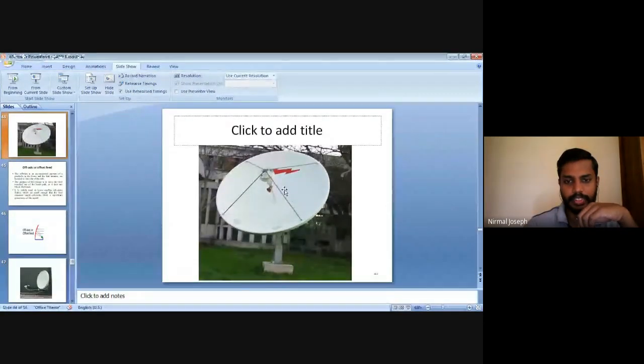See, here you can see the support system. These are the support system. One, two, three, four legs are there for supporting, and here the primary radiator is placed. Okay, and this can be used for receiving also.